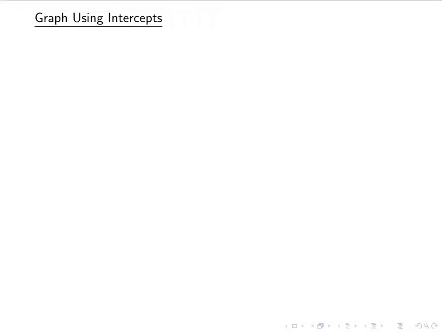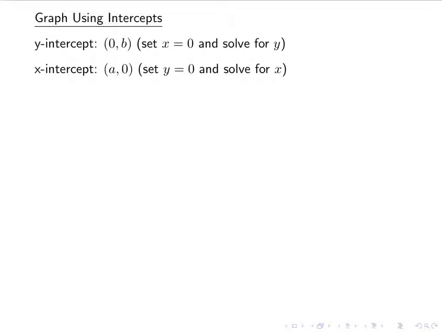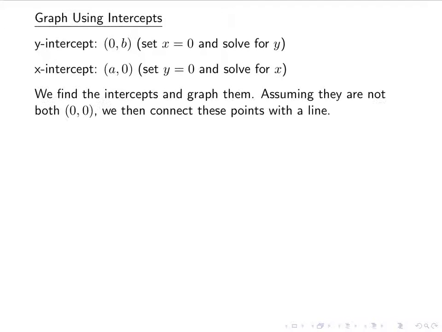So now we're going to look at the other way that we tend to graph equations, which is graphing using the intercepts. We've talked about the y-intercept a little bit. It's the point 0, b. So x is 0, and then we can solve our equation for y if it's not in slope-intercept form. And the x-intercept is a, 0, where we set y to 0 and solve for x. What we do then is we find the intercepts and we graph them. Assuming that they're not both 0, 0, we can then connect the points with a straight line, because remember, any 2 points will create a line.